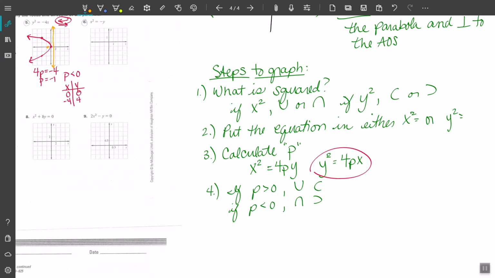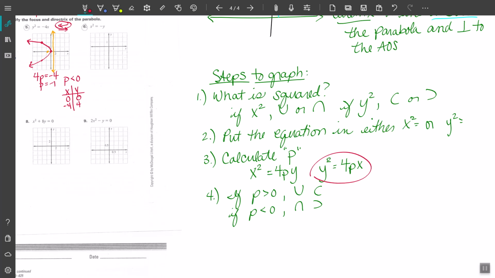All right, and then last one, we have an x squared. So we know this is going to be opening either up or down. I'm going to use this equation now, x squared equals 4py. I can see that I'm going to set my 4p equal to this -1, the -1 coefficient that's on the y. I'll get a p of -1/4, which is less than 0. So this parabola is going to be opening down.